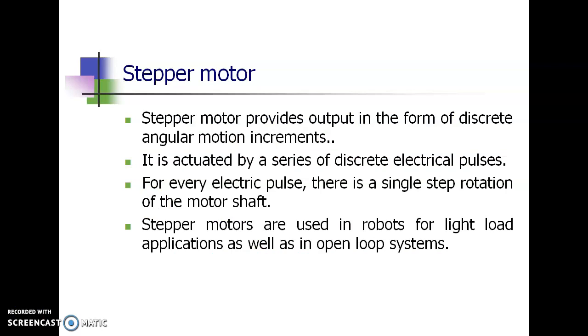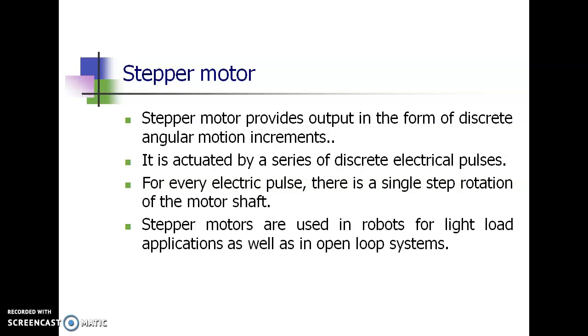So what is a stepper motor? A stepper motor is a motor which provides output in the form of discrete angular motion increments. In common, electrical motors provide a continuous rotary motion, but a stepper motor is going to provide a discrete angular motion. It is not a continuous angular motion, it is only a discrete angular motion.